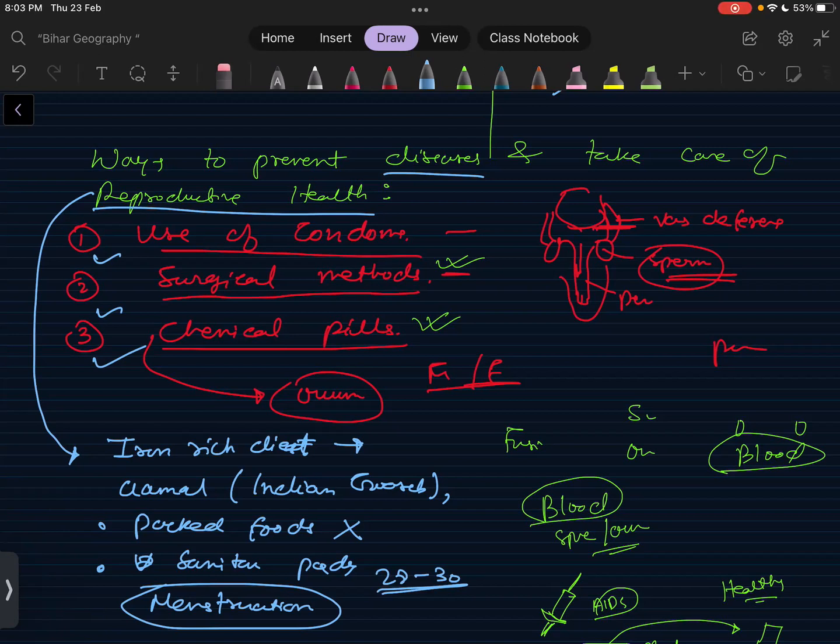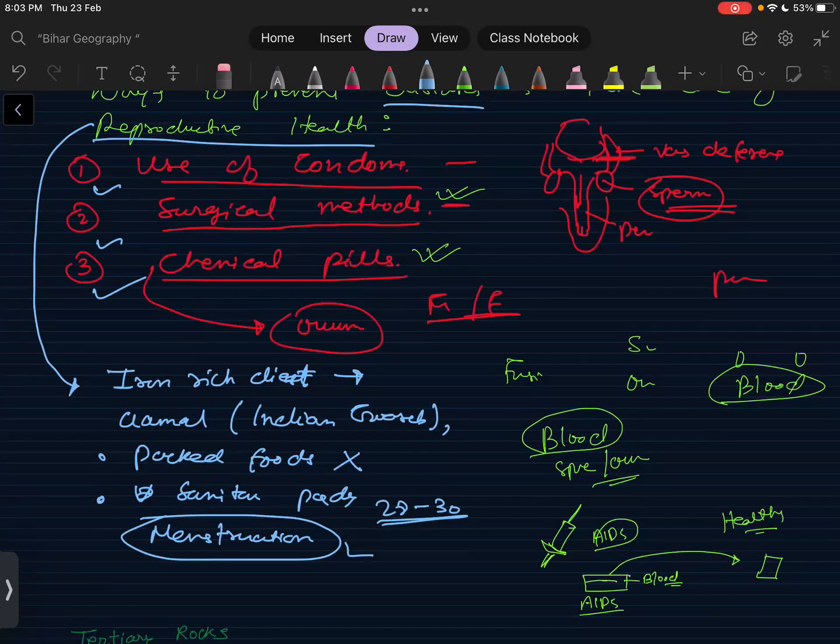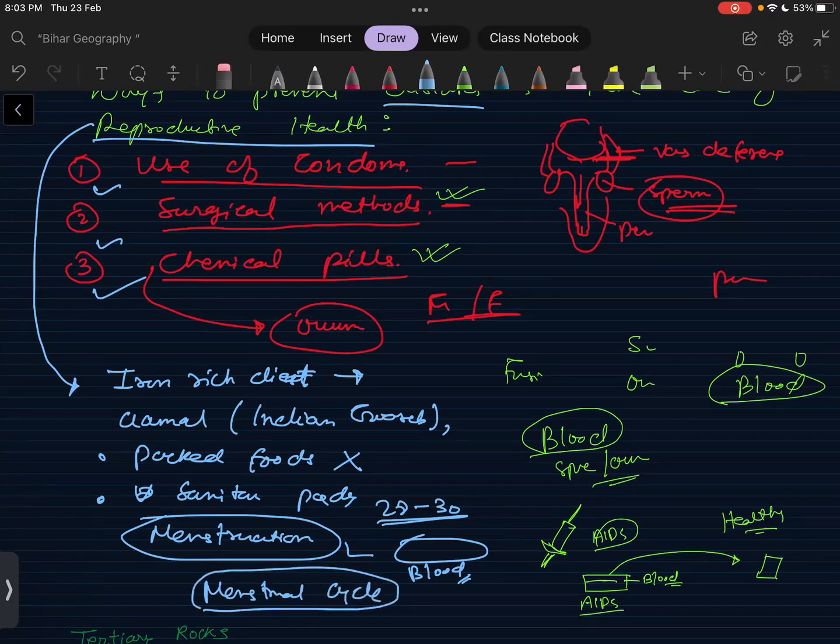Sanitary pads basically absorb the blood that comes out of the female body. You know about the menstrual cycle, right? What happens? The unfertilized ovum and the lining of the uterus break and fall off, and come out in the form of blood and dead tissues. Now, these are the important things.